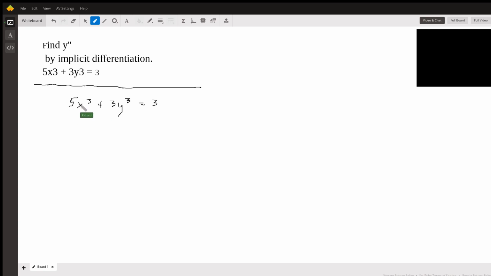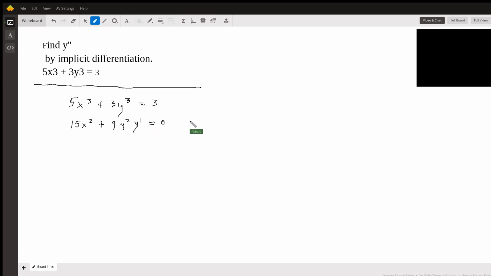So when you differentiate this, it's just the power rule. So it's going to be 15x squared. And when you differentiate this, it's going to be chain rule. So we start with power rule, which will give us 9y squared. But then we have to put y prime here because y is a function of x. So that's chain rule. And then this is going to give us 0.